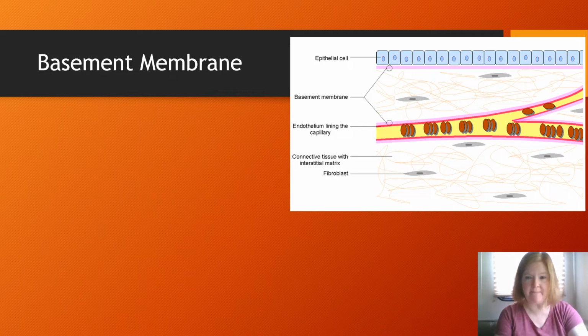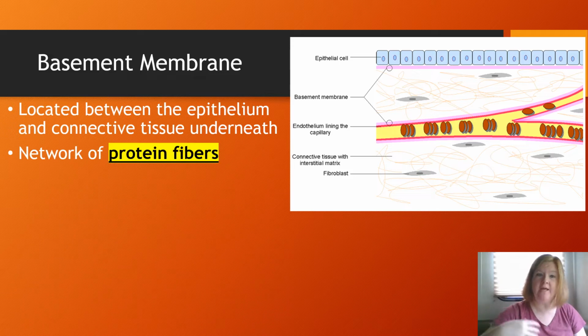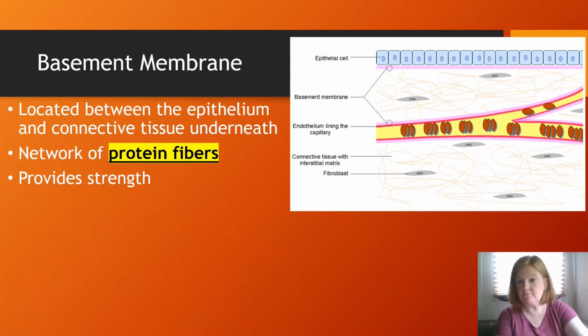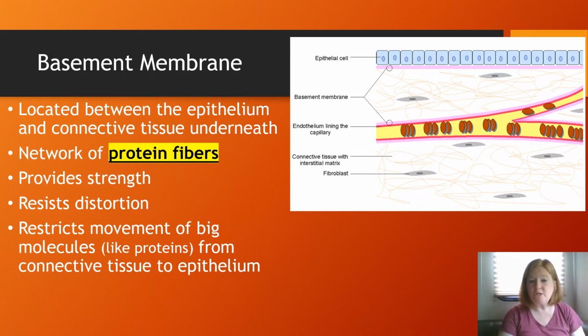Next, the basement membrane. So it's located between the epithelial tissue, the epithelium, and the connective tissue underneath. So it's that basement membrane. It's a network of protein fibers. It provides strength, super important. It resists distortion, so twisting and pulling away. It restricts the movement of big molecules like proteins from connective tissue to epithelium. So there's not a lot of things that can cross that barrier, so it provides some protection.